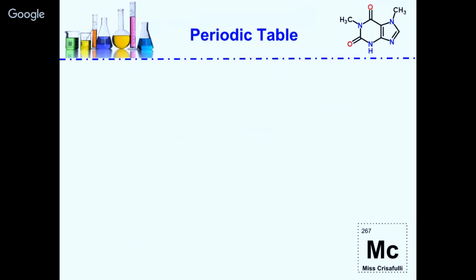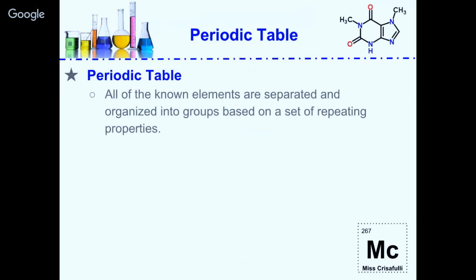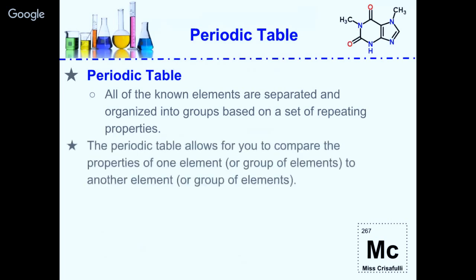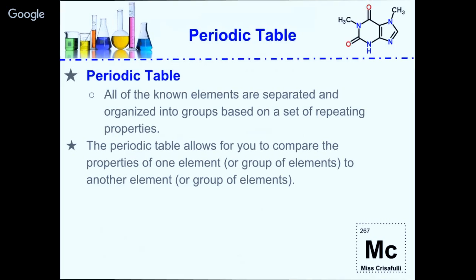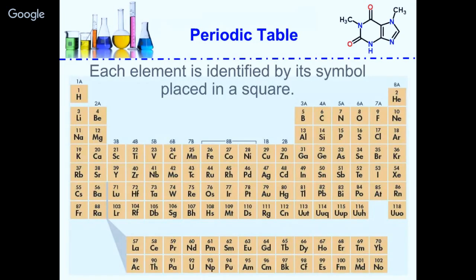Now, all of these chemical symbols and element symbols are arranged on what we call the periodic table. The periodic table is a list of the known elements, and they are separated and organized into groups based on a set of repeating properties. The periodic table allows you to compare the properties of one element or group of elements to another element or group of elements based on where they are placed. Each element is identified by its symbol and placed in a square, and we're going to talk in more detail about what is actually in each of those squares.